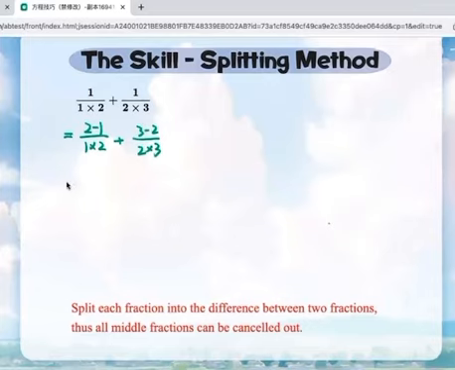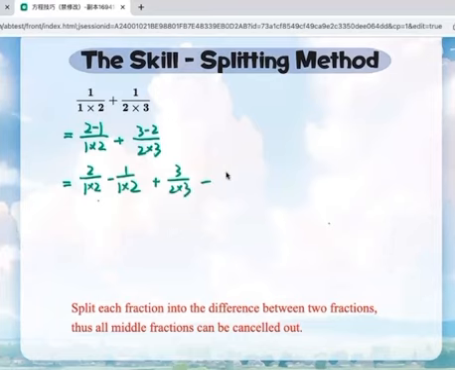And when we do this, 2 minus 1 over 1 times 2 can be split into the first top number 2 over the same bottom number 1 times 2, minus the second top number 1 over the same bottom number 1 times 2. So let's do that: 2 over 1 times 2 minus 1 over 1 times 2. And let's do the same thing for the second fraction, plus 3 over 2 times 3 minus 2 over 2 times 3.